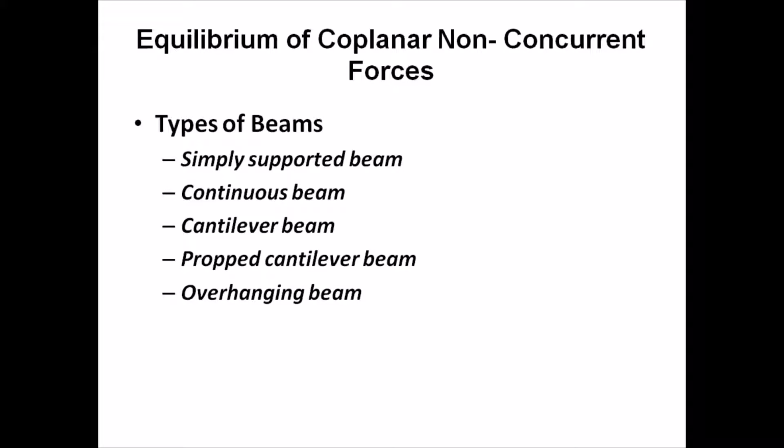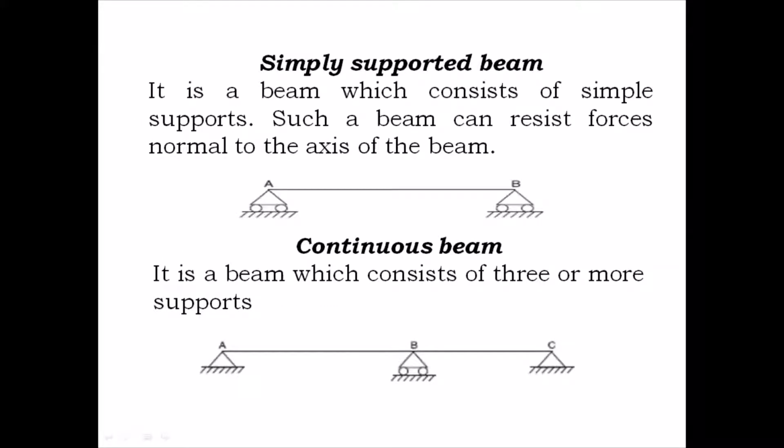So all these are different categories of beams, okay, and these are categorized, as I told you, based on the type of support and the position of support where they are placed for the beam. So the first one, simply supported beam, which you already saw in the previous supports. As you can see, it is a beam which consists of simple supports. Such a beam can resist forces normal to the axis of the beam.